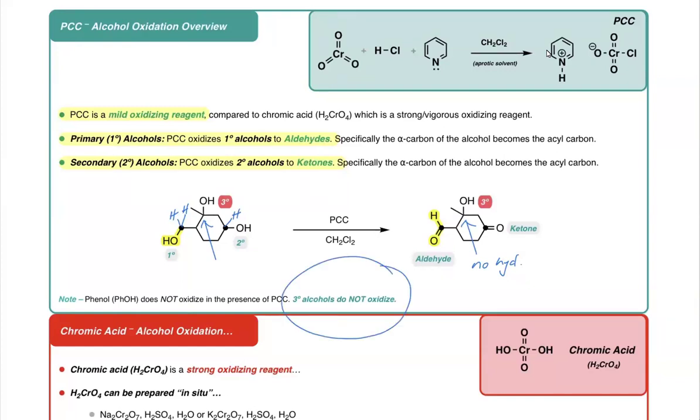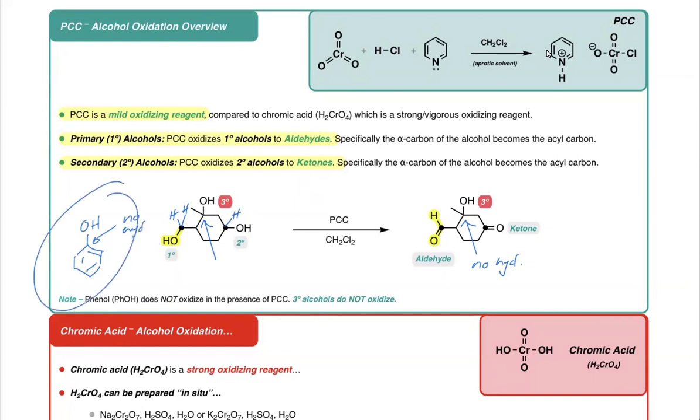So tertiary alcohols will not oxidize, nor will phenolic OHs, for the same reason. There's no hydrogen bonded to that carbon, so no oxidation can occur with phenolic OHs or tertiary alcohols. But PCC certainly can oxidize primary and secondary alcohols, where the primary becomes an aldehyde and the secondary becomes a ketone. And just for the record, PCC stands for pyridinium chlorochromate.